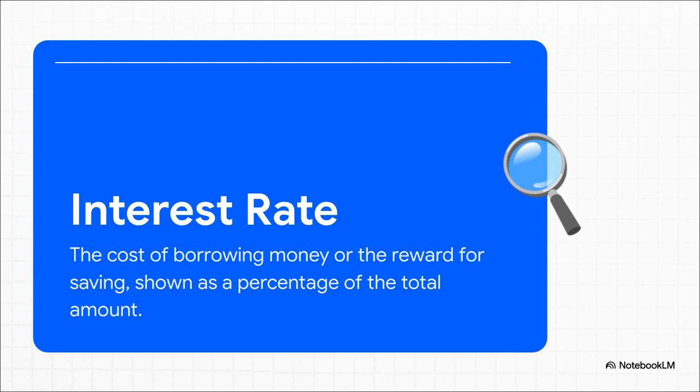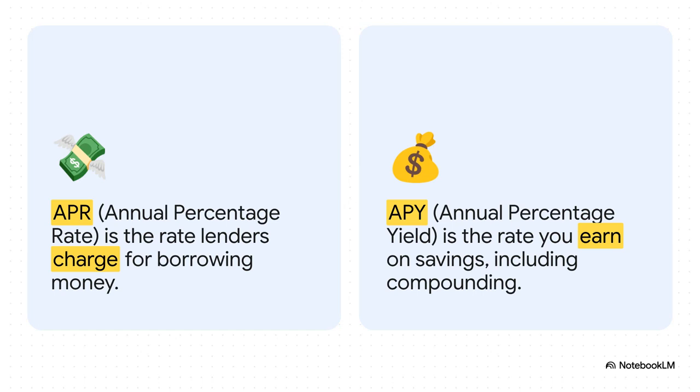Now, you've probably seen a couple of different acronyms out there. On the one hand, you have APR, or annual percentage rate. That's what lenders charge you, it's the cost of borrowing. On the other hand, you have APY, or annual percentage yield. That's what you earn on savings. The big difference here is that APY usually includes the power of compounding, and we're definitely going to talk more about that in just a moment.